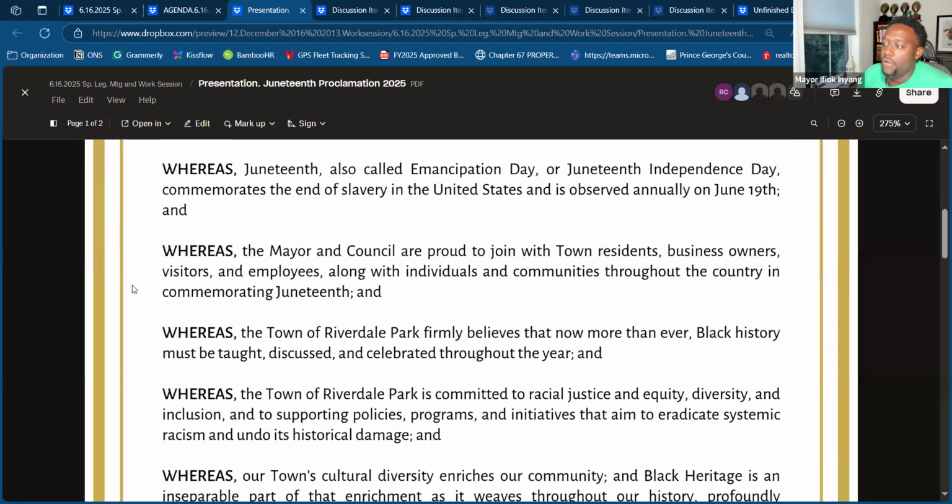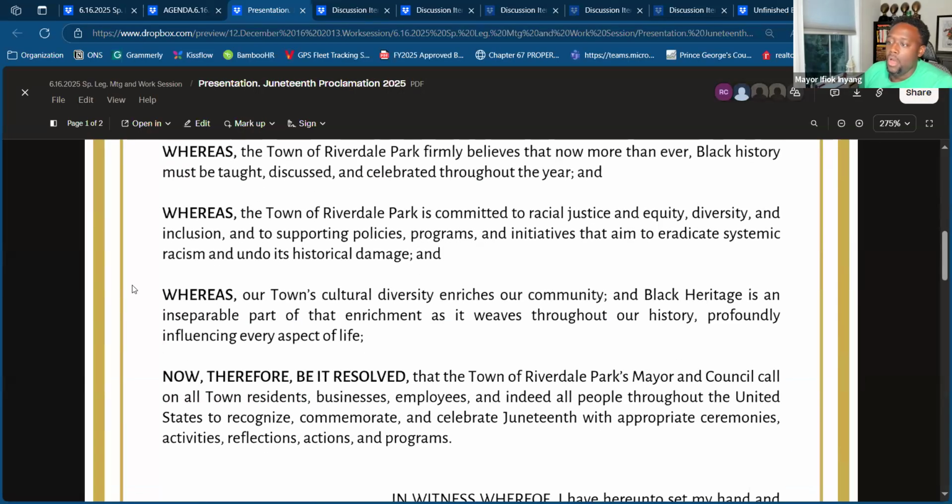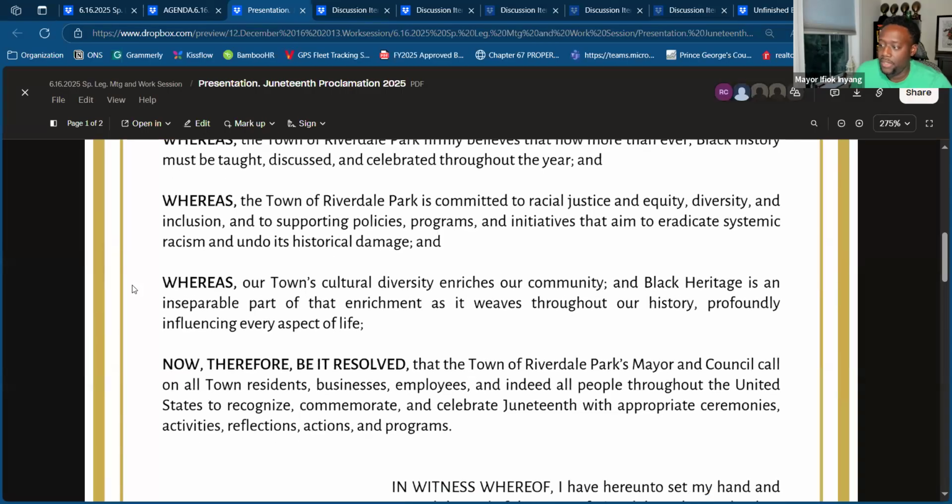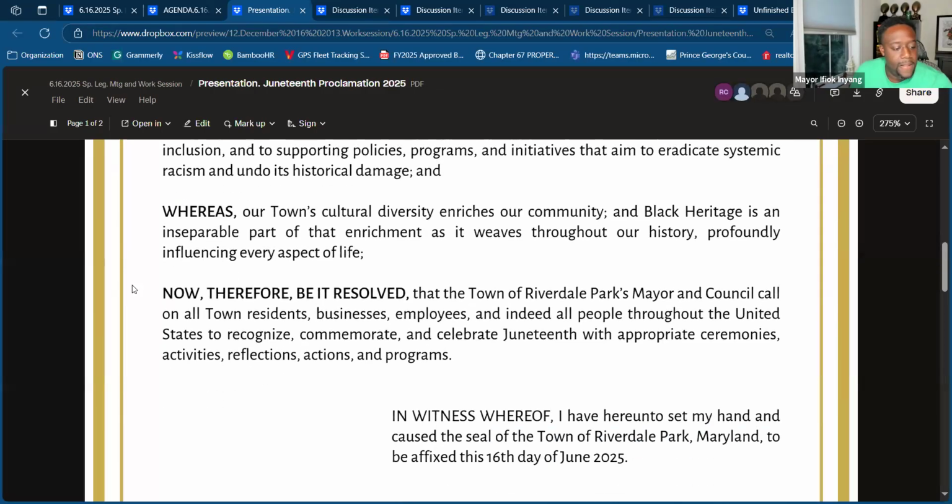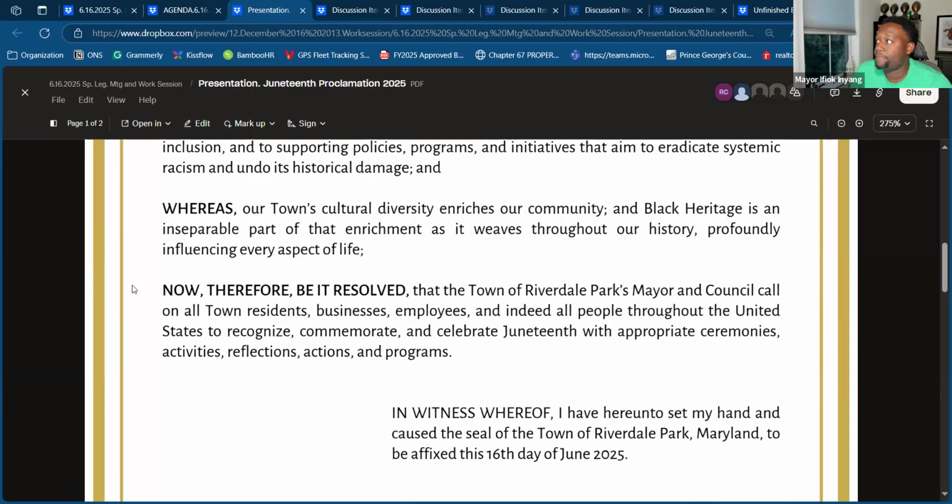Now, therefore, be it resolved that the town of Riverdale Park's mayor and council call on all town residents, businesses, employees, and indeed all people throughout the United States to recognize, commemorate, and celebrate Juneteenth with the appropriate ceremonies, activities, reflections, actions, and programs. In witness thereof, I hereunto set my hand and cause the seal of the town of Riverdale Park, Maryland, to be affixed this 16th day of June 2025. Mayor Ifeanyi Yang. Awesome. Thank you so much for that presentation, and happy Juneteenth, early Juneteenth for all.